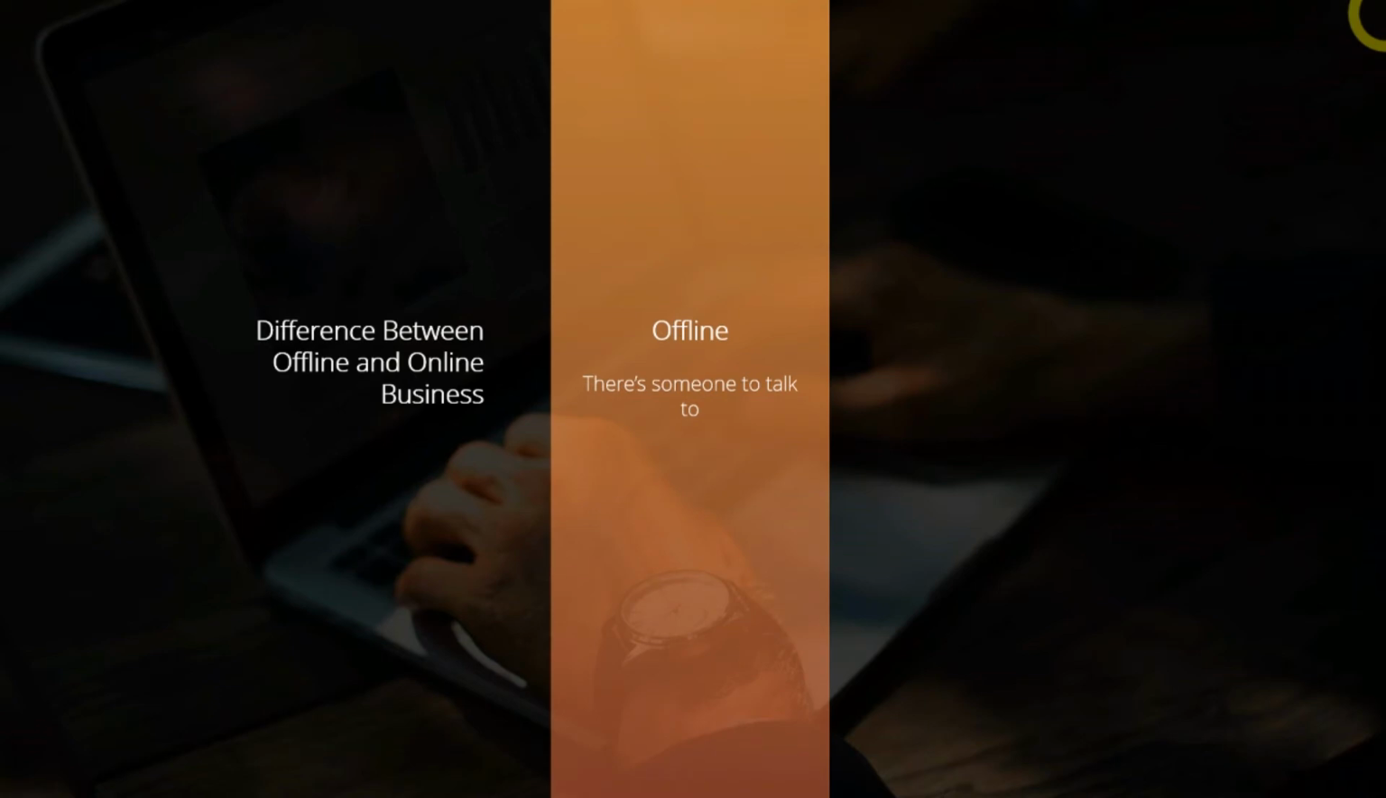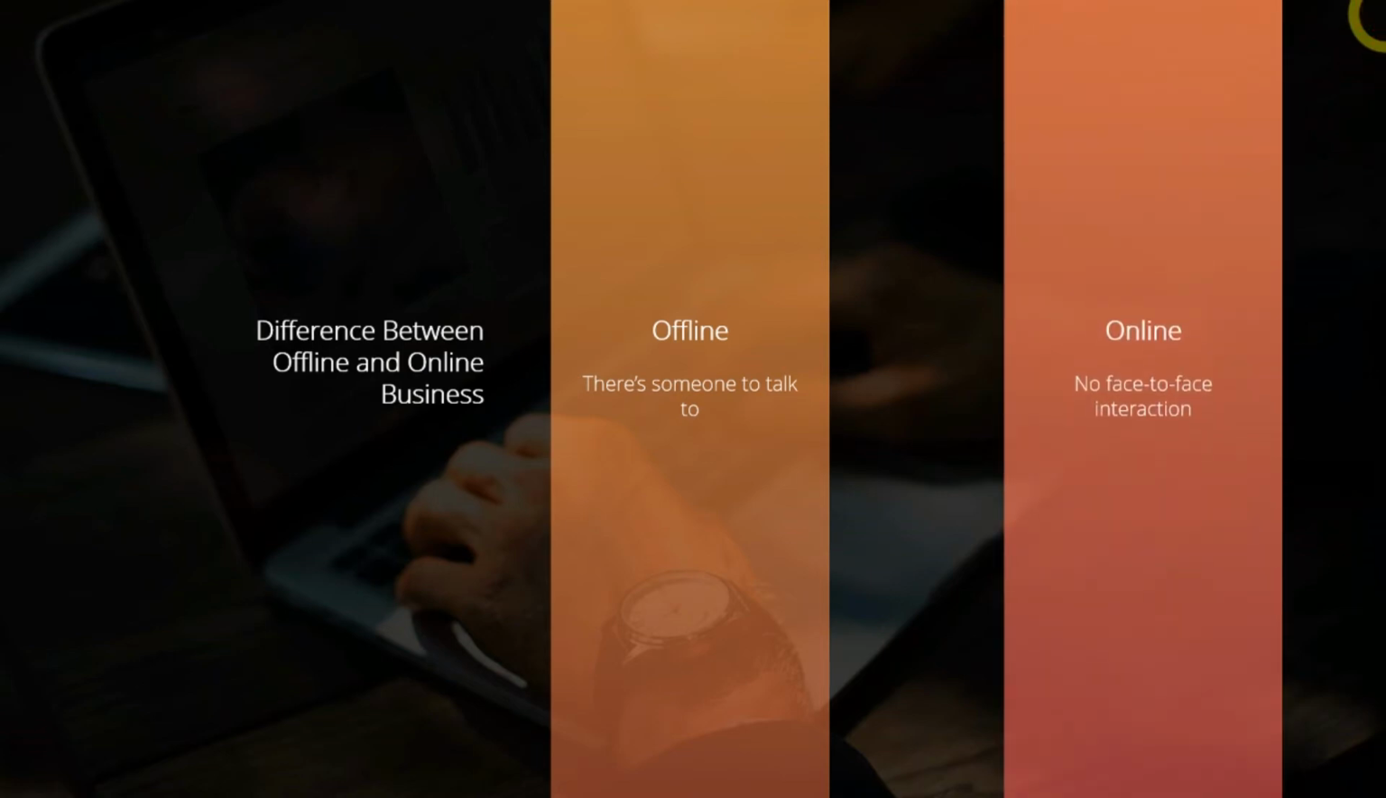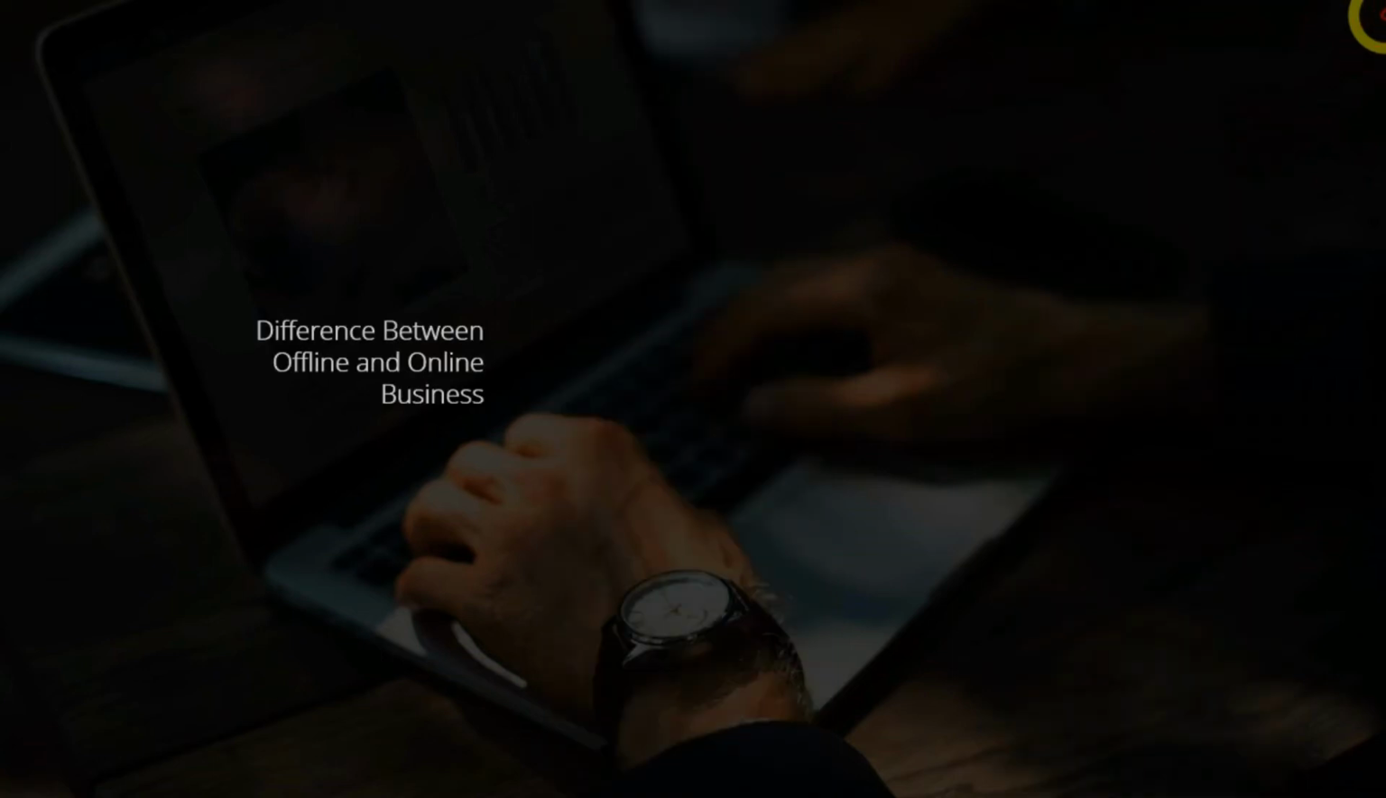Offline, there's someone to talk to. There's a shop assistant to assist you. While online, you see the problem is there is no face-to-face interaction. There won't be anyone there to attend to you while you're shopping online. But nowadays, you have technology such as live chat, with which you could ask questions. But again, it's not literally face-to-face. So do remember that when you're trying to launch an online business.